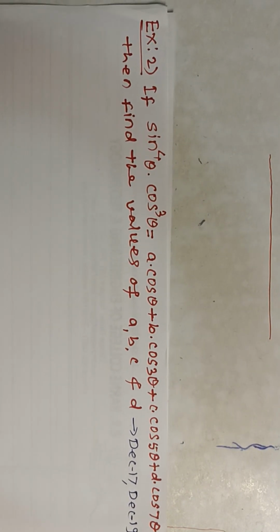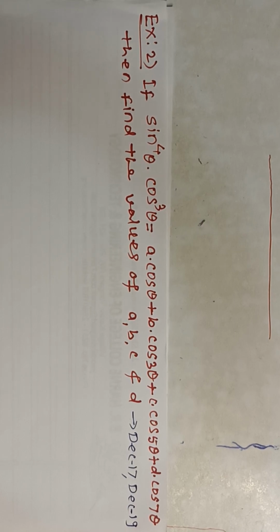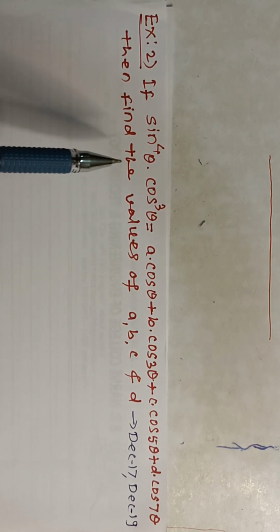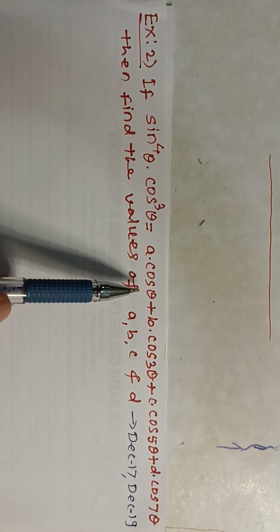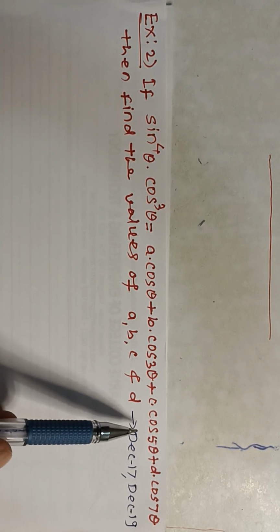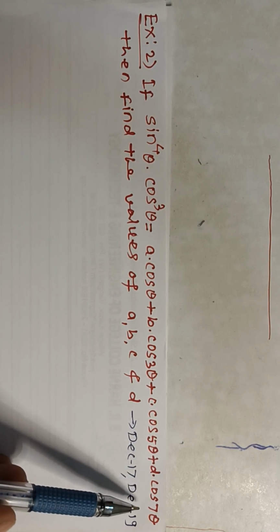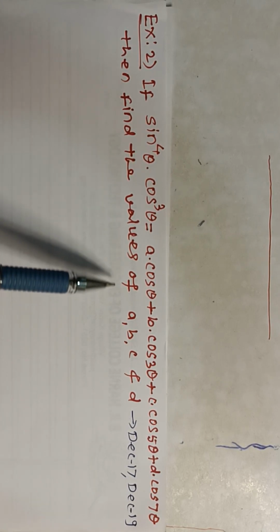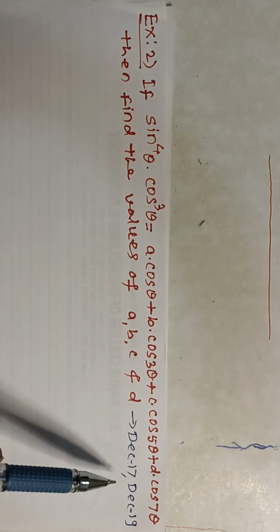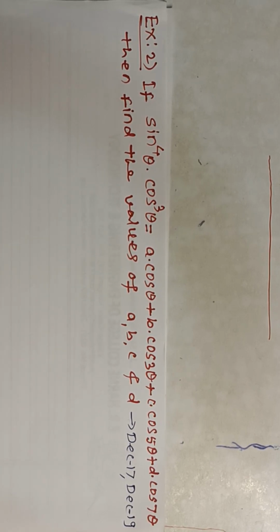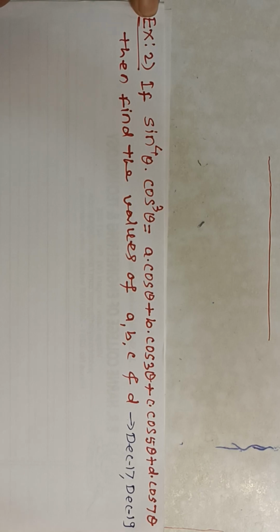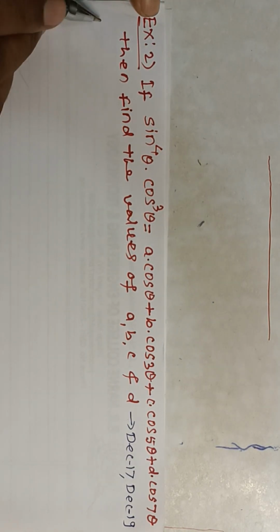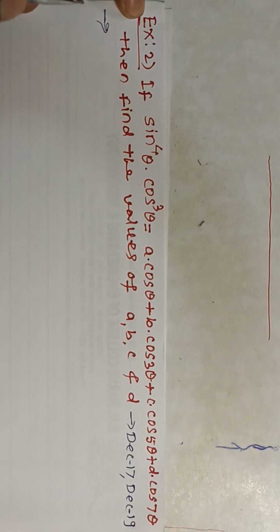This one you can see. Example number 2. If fourth power of sin theta into cos cube theta is equal to a cos theta plus b cos 3 theta plus c cos 5 theta plus d cos 7 theta, then find the values of a, b, c and d. Okay, let us find values of a, b, c, d. So before that we have to take LHS. Directly you can take LHS.